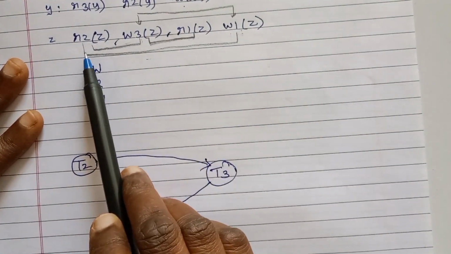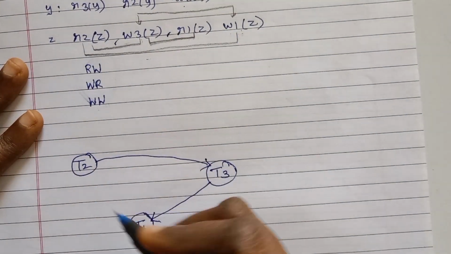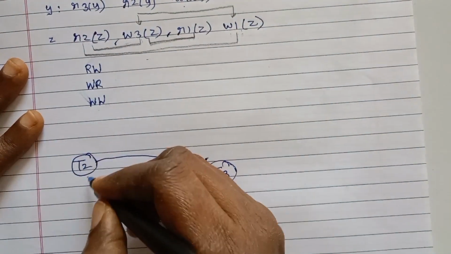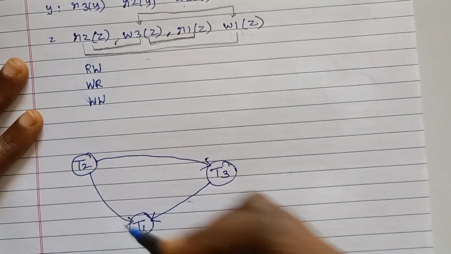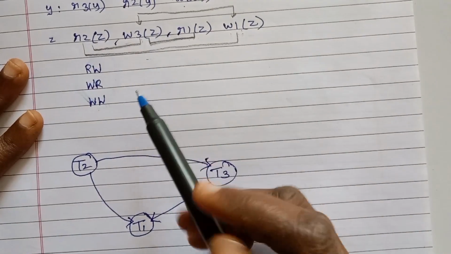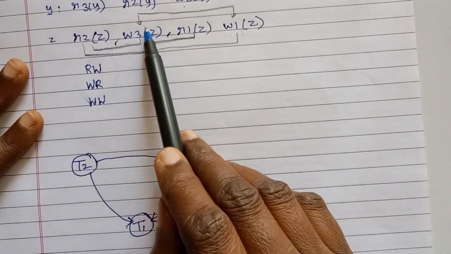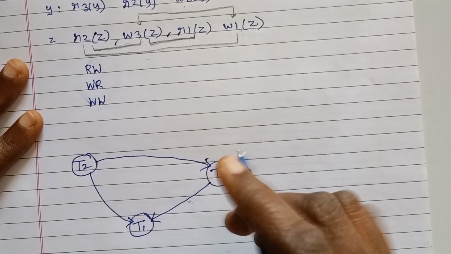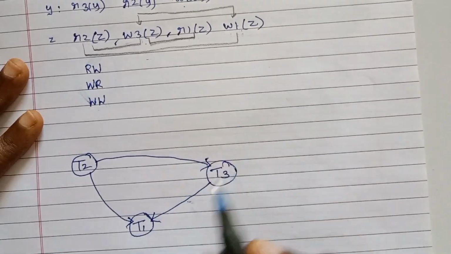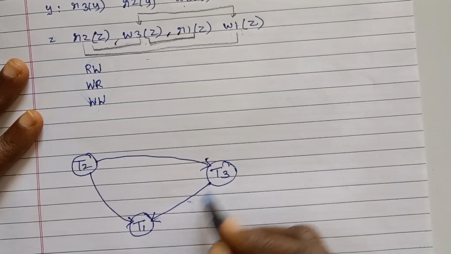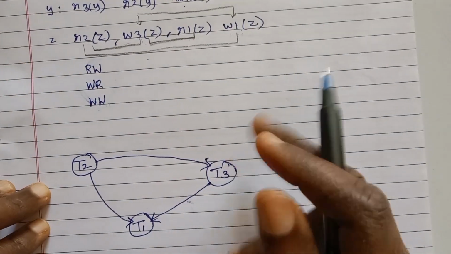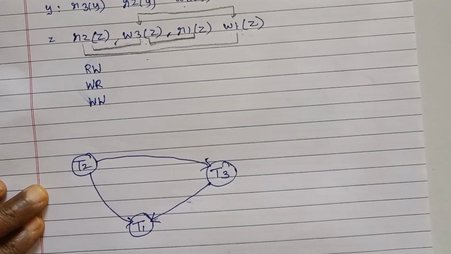Next W2 to R1, that is from 2 to 1, so draw the arc. Next, the final one is W3 to W1, that is from 3 to 1, and you already have an arc, so it's the same. So this is the final precedence graph.